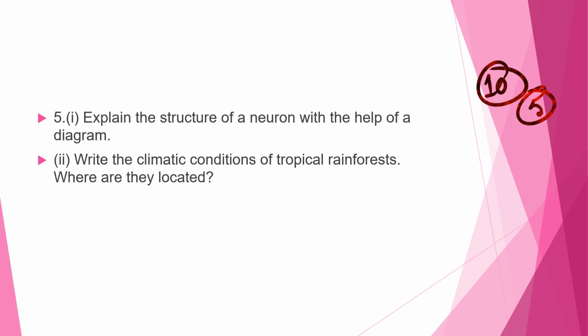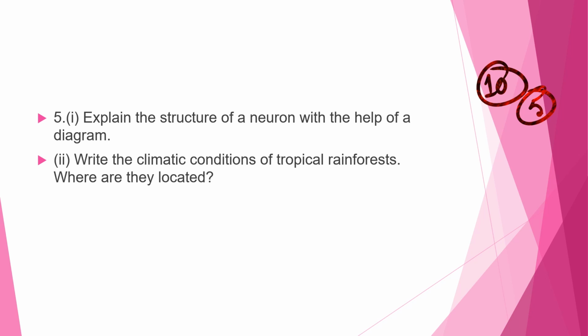Now here, explain the structure of a neuron with the help of a diagram, and write the climatic conditions of tropical rainforests. Where are they located? So here we are explaining the structure of a neuron with the help of a diagram. First you are supposed to draw the diagram with all the proper labeling, and then you are supposed to write that the neuron consists of a cell body that is called cyton. It is having cytoplasm, nucleus. Some cytoplasmic projections are called dendrons, which arise from the cyton, and these dendrons are branched into dendrites. A long projection called the axon arises from the cyton, and which is covered by a medullary sheath. So then you are going to draw the structure of a neuron with the labeling.